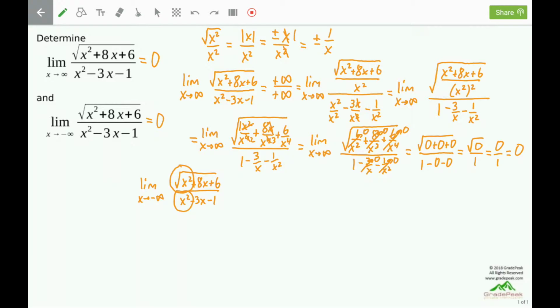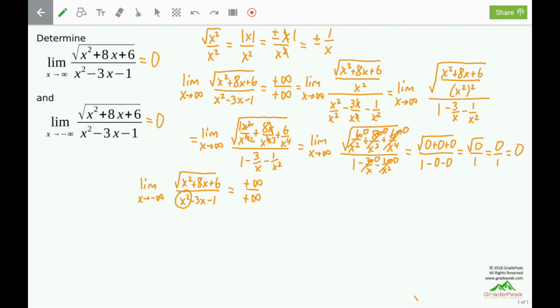In the numerator, negative infinity squared is positive infinity. Square root of positive infinity is positive infinity. In the denominator, negative infinity squared is positive infinity. The result is positive infinity over positive infinity. We have the infinity over infinity indeterminate form here. We will need to rework this. And it is reworked by dividing both the numerator and the denominator by the highest power of x in the denominator, that is x squared.